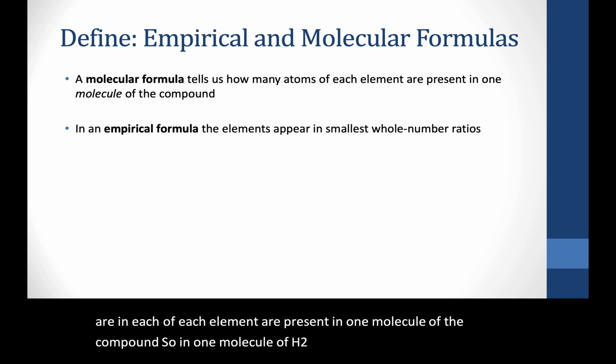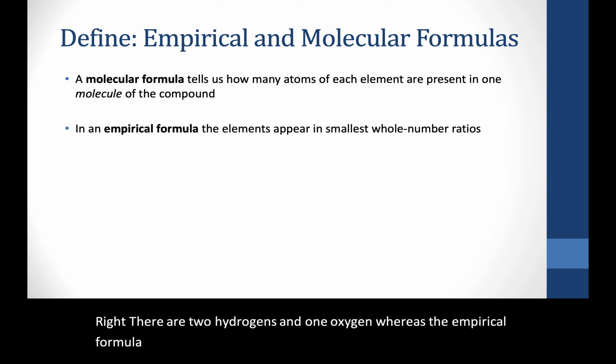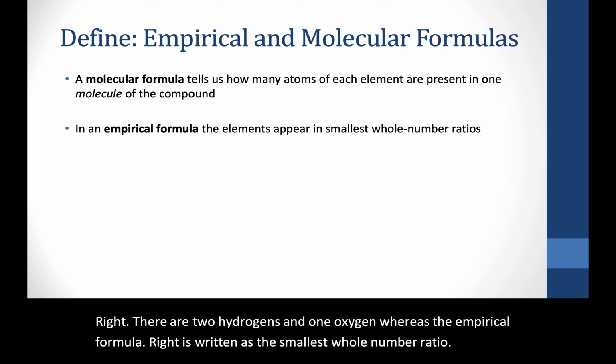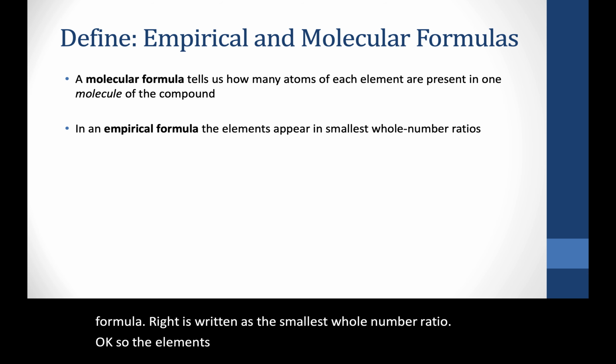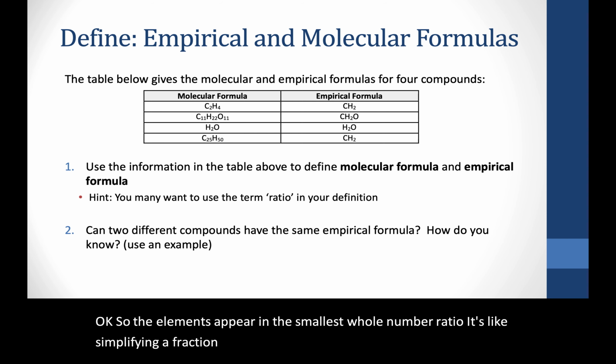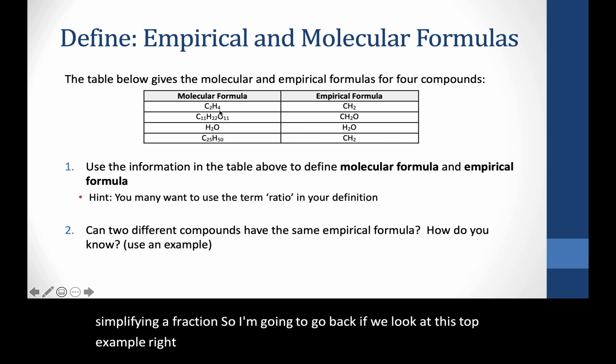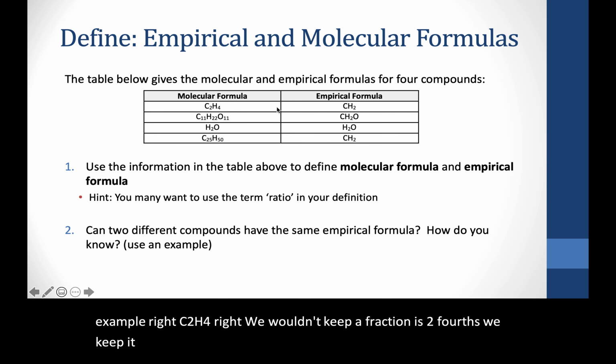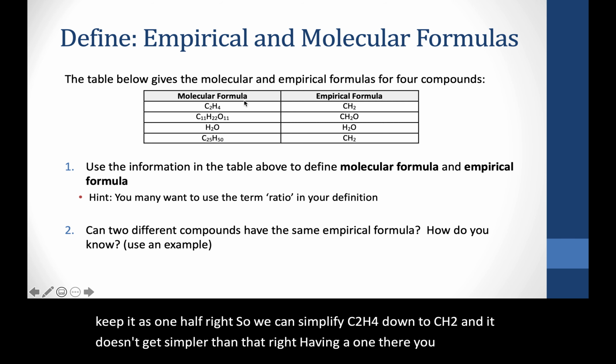Whereas the empirical formula is written as the smallest whole number ratio. The elements appear in the smallest whole number ratio. It's like simplifying a fraction. If we look at this top example, C2H4, we wouldn't keep a fraction as 2/4. We'd keep it as 1/2. So we can simplify C2H4 down to CH2. And it doesn't get simpler than that. Having a 1 there, you can't get simpler than that.